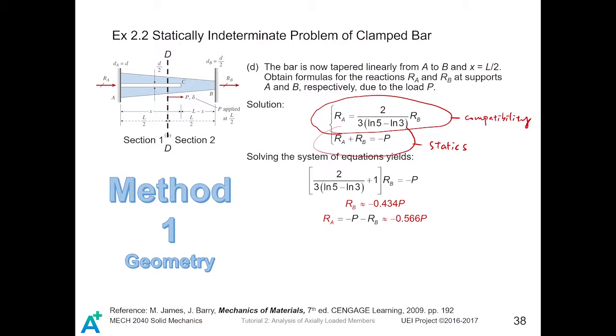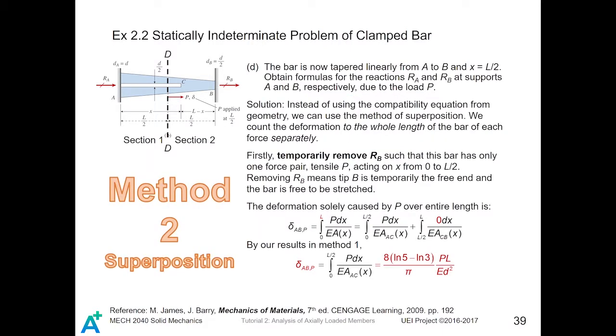So as you can see, this is from statics, and this is from compatibility. For statics, we can obtain an equation very quickly, immediately at the beginning. But for the compatibility equation, we need a lot of time to analyze it and do a lot of mathematical computations. Eventually, we solve the system to get RB approximately minus 0.434 P, while RA equals minus 0.566 P.